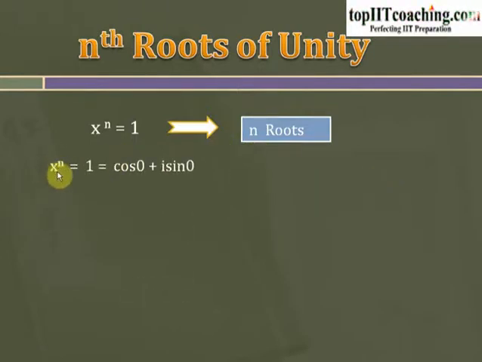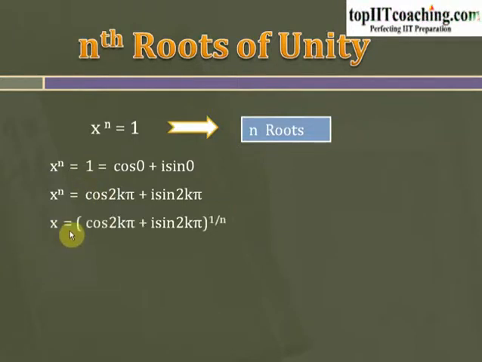We can write x to the power of n equal to 1 as equal to cos of 0 plus iota times sine of 0. We can write 1 as cos of 0 degrees plus iota times sine of 0 degrees. Or x to the power of n is equal to cos of 2k pi plus iota times sine of 2k pi. We can write 1 in this form. 1 is also a complex number and we have written it in the polar form.